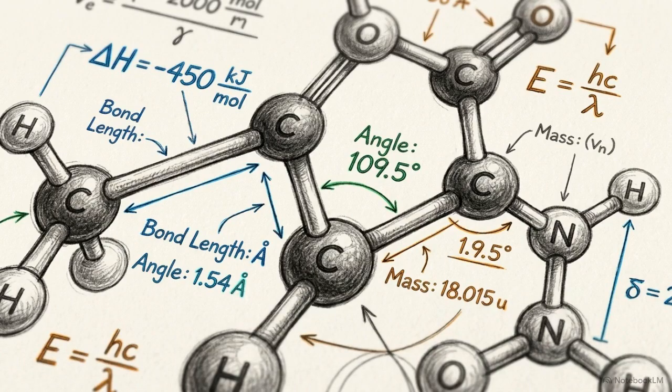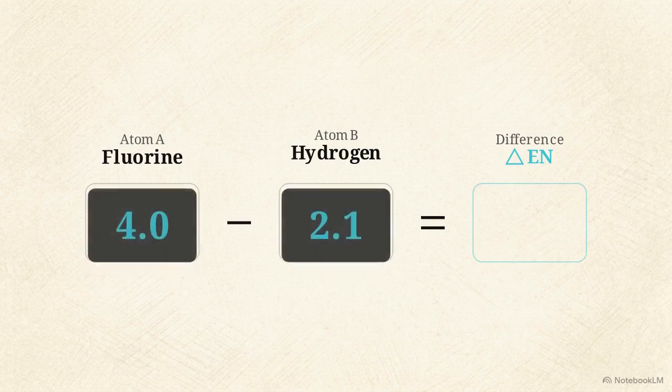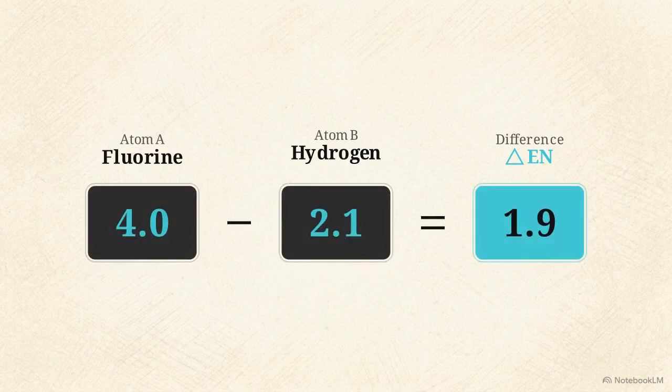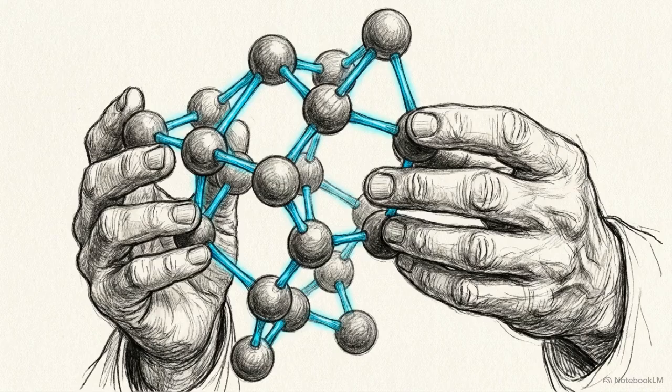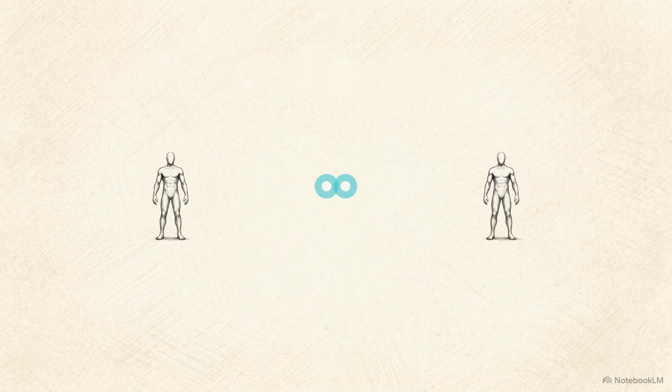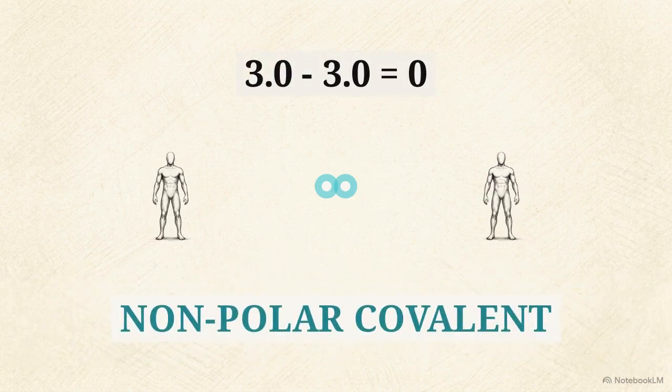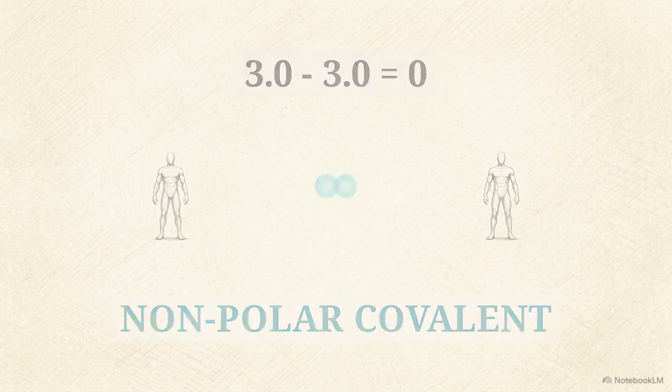Because we have clearly separated the isolated vacuum from the bonded relationship, we can use electronegativity as a predictive cheat code. By subtracting the Pauling scale value of one bonded atom from another to find the difference, chemists can predict exactly how a molecule will behave. If the two atoms have the exact same electronegativity, the subtraction results in a zero. This mathematical tie creates a pure non-polar covalent bond, where the electrons are shared equally.